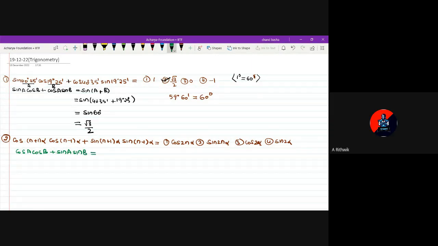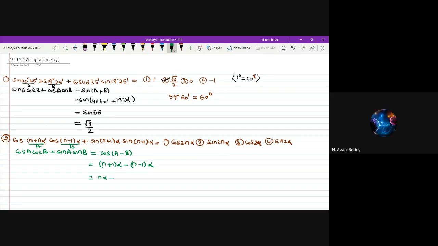The formula is cos of A minus B. This is A and this is B. So what is the entire A value? It is n plus 1 times alpha minus n minus 1 times alpha. So you can multiply and distribute it.